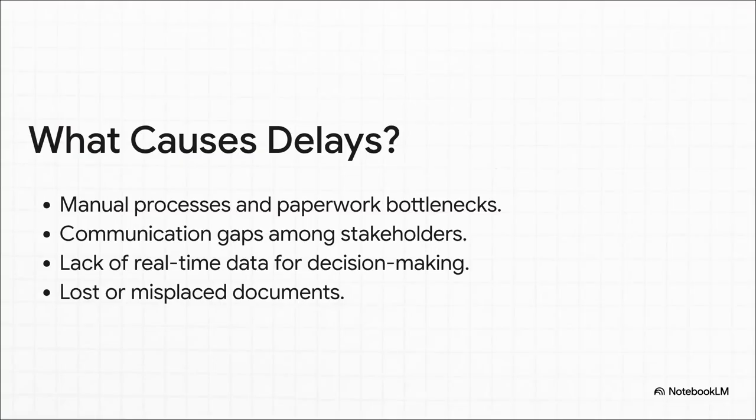The answer to our question is right here. The whole system breaks down because of friction. We're talking about manual, paper-based processes that create these huge bottlenecks. Critical info gets lost in endless email chains or just goes missing. You have stakeholders who aren't on the same page because of communication gaps, and you can't make good decisions quickly because nobody has access to real-time data.